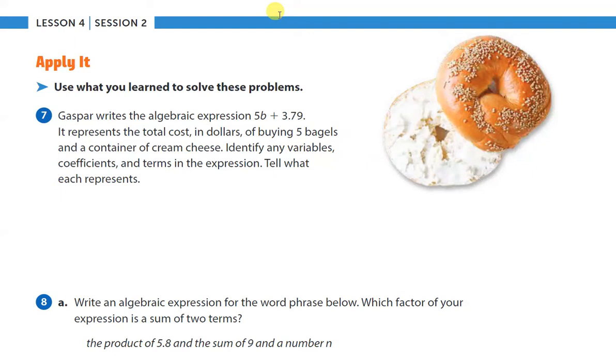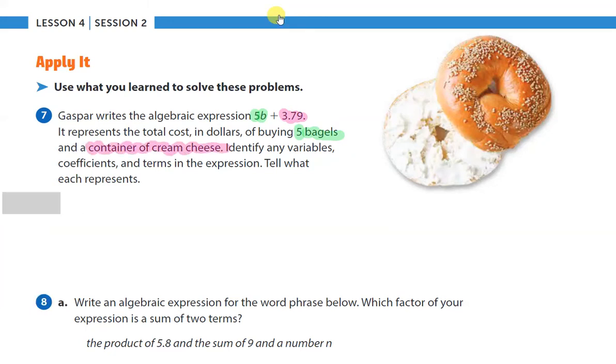Gaspar writes the algebraic expression 5b plus 3.79. That's 5 b's, not 5, it's 5 b's. Five things we don't know. 5 bagels, I'm assuming b's bagels. It represents the total cost in dollars of buying 5 bagels and a container of cream cheese. Identify any variables, coefficients, and terms in the expression. Tell what each represents. Okay, so we've got 5 b's, and oh, look, it says 5 bagels. And then it says 3.79, and oh look, a container of cream cheese.